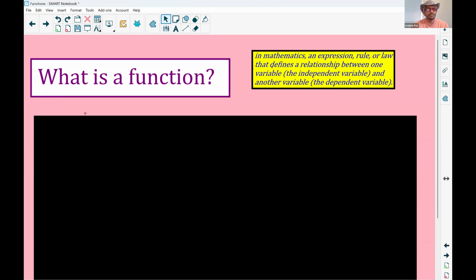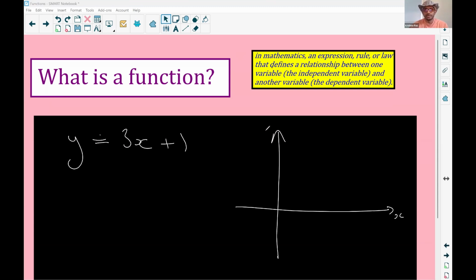So, a function, if we say y equals 3x plus 1, and we were to draw it on the xy axis, then this y is a function of x. That is because y has been explicitly stated in terms of x.